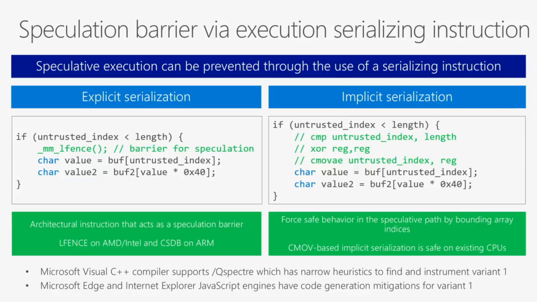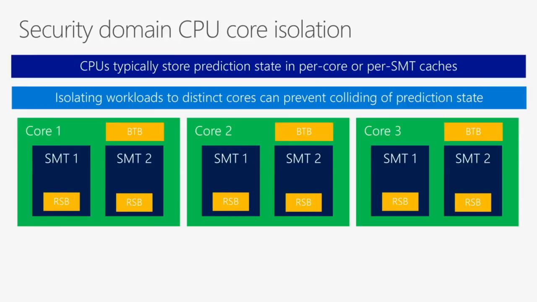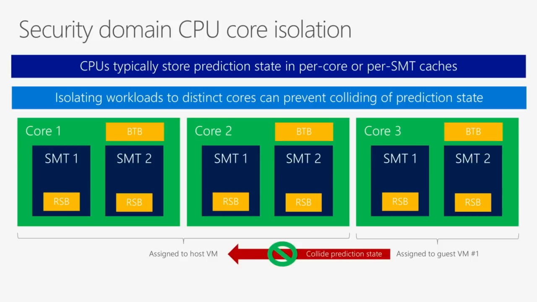The second thing we can do is have some kind of workload isolation. So we talked about the branch target buffer. Typically, these kinds of prediction states are either per core or per simultaneous multi-thread in the case of simultaneous multi-threading, such as Intel Hyper-Threading. So in Hyper-V, we can use CPU groups and minroot to assign a certain core to a particular guest, and then the others for the host. And what this will do is, since the branch prediction state is not shared between the host and the guest, a malicious guest will have no way of colliding the branch prediction state.